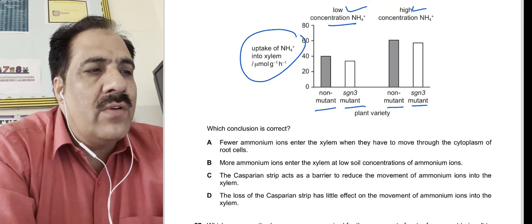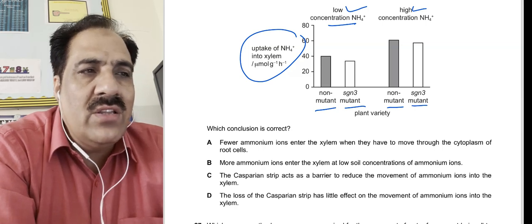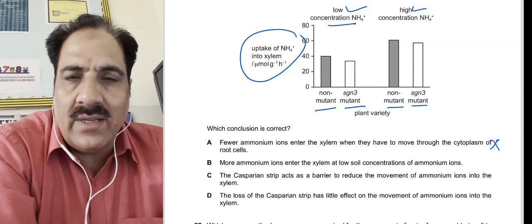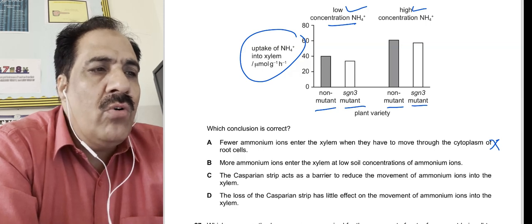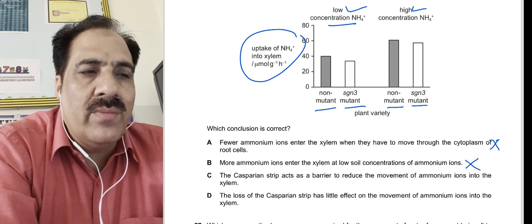Which conclusion is correct? Fewer ammonium ions enter the xylem and they have to move through the cytoplasm of the root cells. We can see there is not much difference whether the Casparian strip is present or not. So this is the wrong option. More ammonium ions enter the xylem at the low soil concentration of ammonium ions. Nothing of that sort can be seen from the graph.